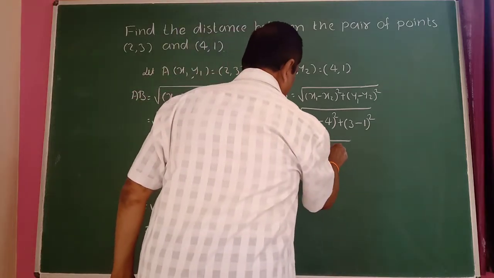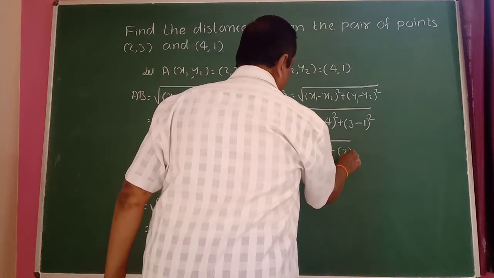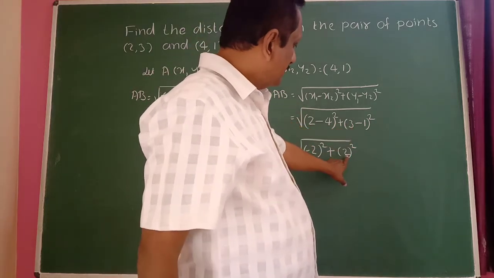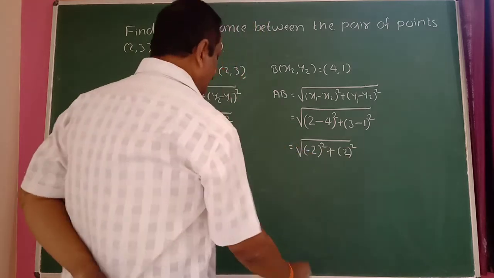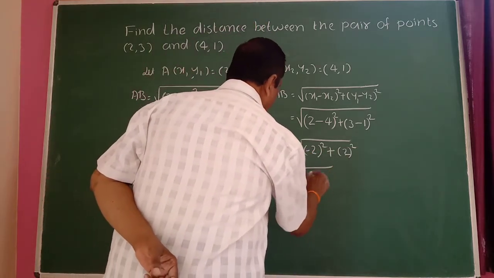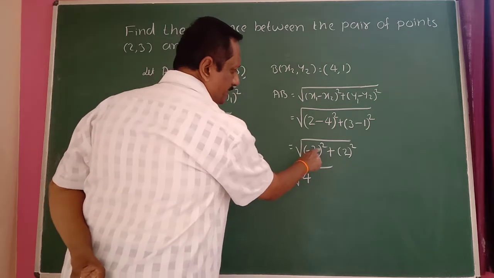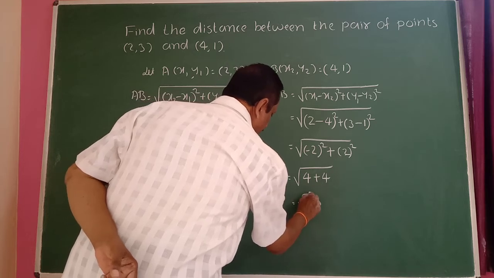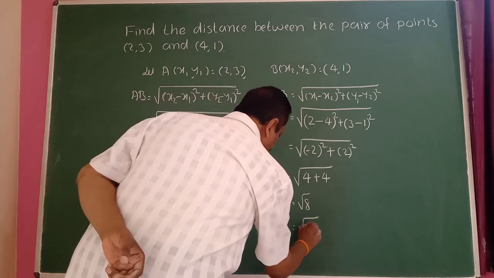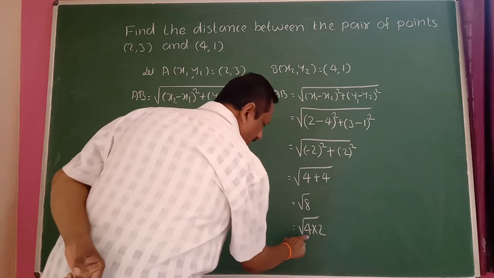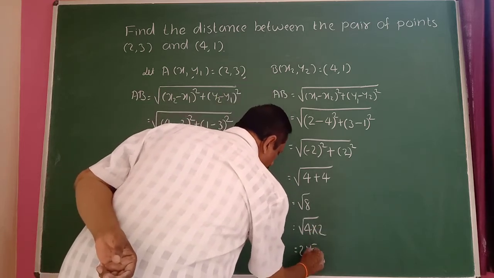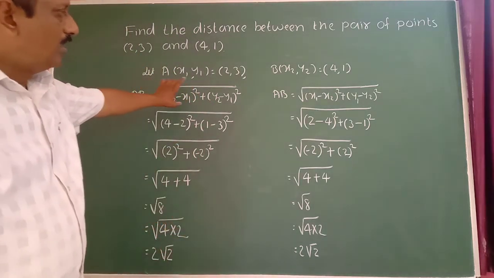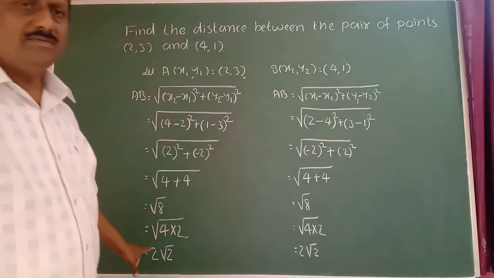Then here plus 3 minus 1 gives 2, 2 square, because the bigger number is 3 and the plus sign is behind it, so it is plus 2 square. Therefore this equals minus 2 square is 4, minus becomes plus because the square term is there, and again 2 square is 4, then 4 plus 4 gives 8. 8 can be written as root of 4 into 2, and the square root of 4 is 2, so 2 root 2. We get the same answer here. Therefore you can use this formula or that formula, we will get the same result.